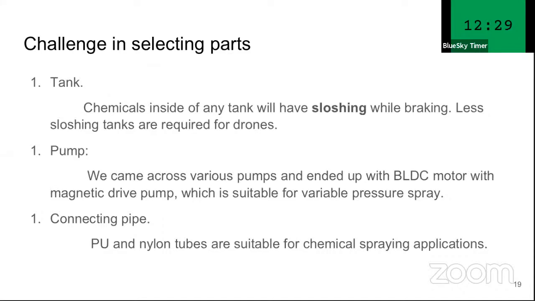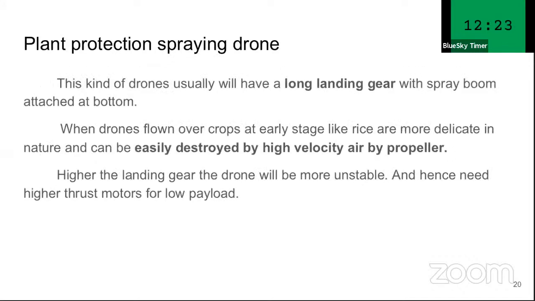So and then the connecting pipes could be polyurethane pipes and nylon tubes that are suitable for different spraying applications. Plant protection spraying drones are specific kinds of drones, usually with a long landing gear. So this is something that we have talked about in the context of the picture that I showed of our implementation. So this has what's called a long landing gear, and a spray boom attached at the bottom, and we will show a video of this.